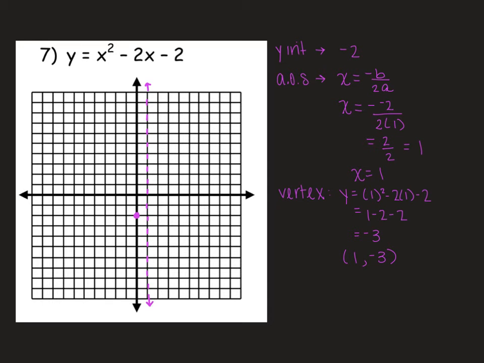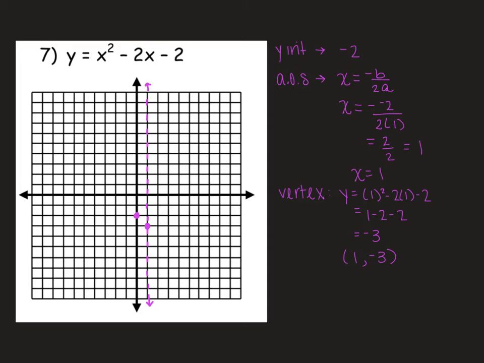It's kind of like that mirror. Then next we have our vertex, and our vertex is at 1, -3. So we go over to 1, down to -3. Again, if your vertex is not on your axis of symmetry, something went wrong. You need to double check your work.